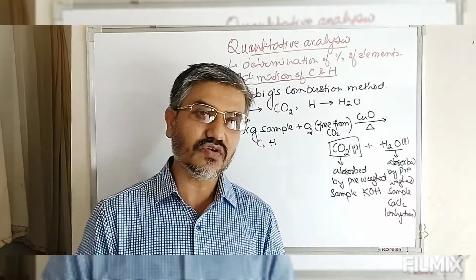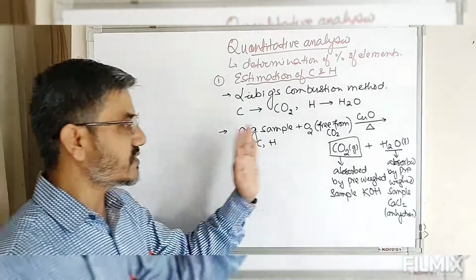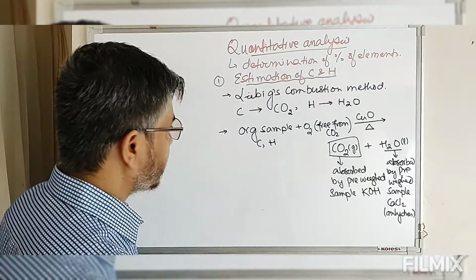So from the mass of carbon dioxide and the mass of water formed, we will define the percentage of carbon and hydrogen. So let's take this.